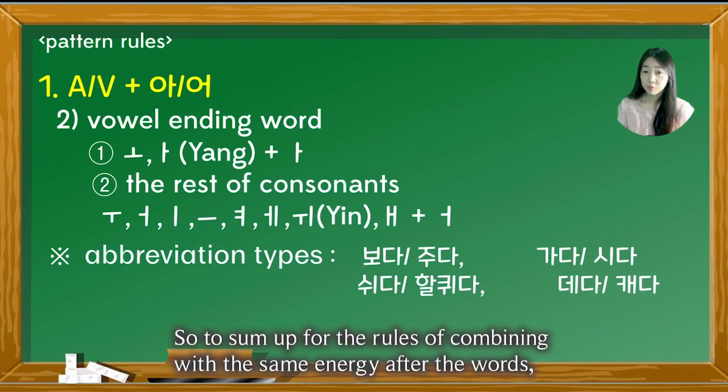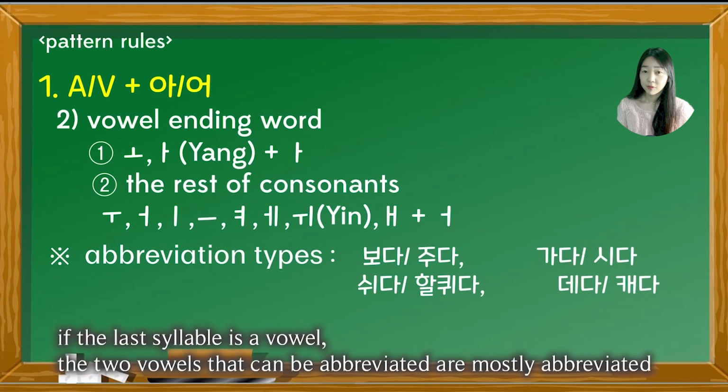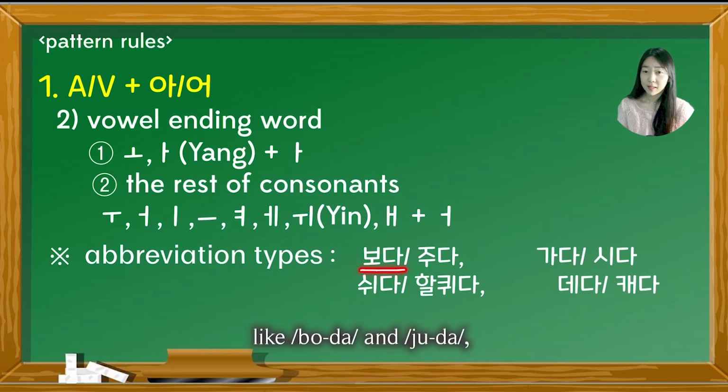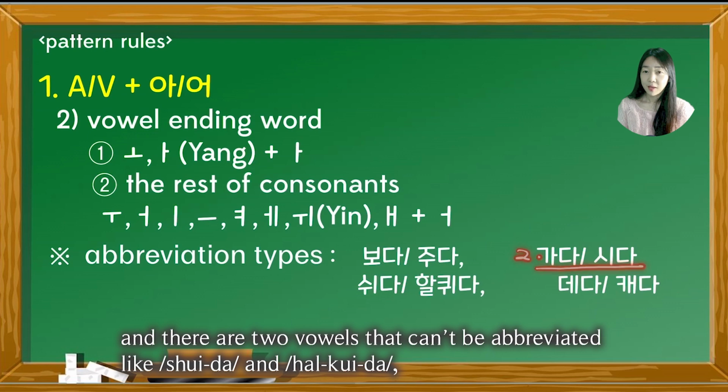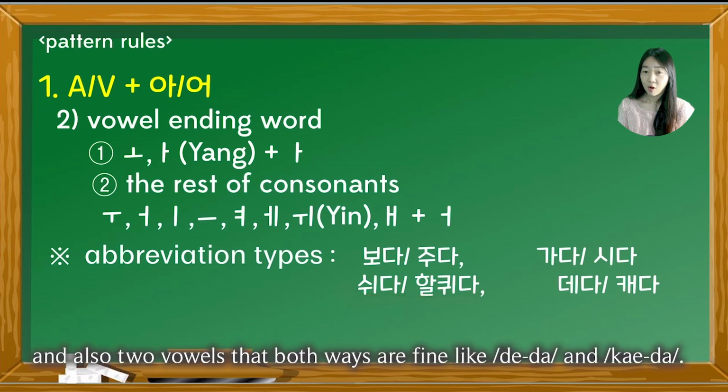So, to sum up the rules of combining with the endings after the words, if the last syllable is a vowel, the two vowels that can be abbreviated are mostly abbreviated, like 보다 and 주다. And there are two vowels that must be abbreviated, like 가다 and 시다. And there are two vowels that can't be abbreviated, like 쉬다 and 핥히다. And also two vowels where both ways are fine, like 대다 and 캐다.